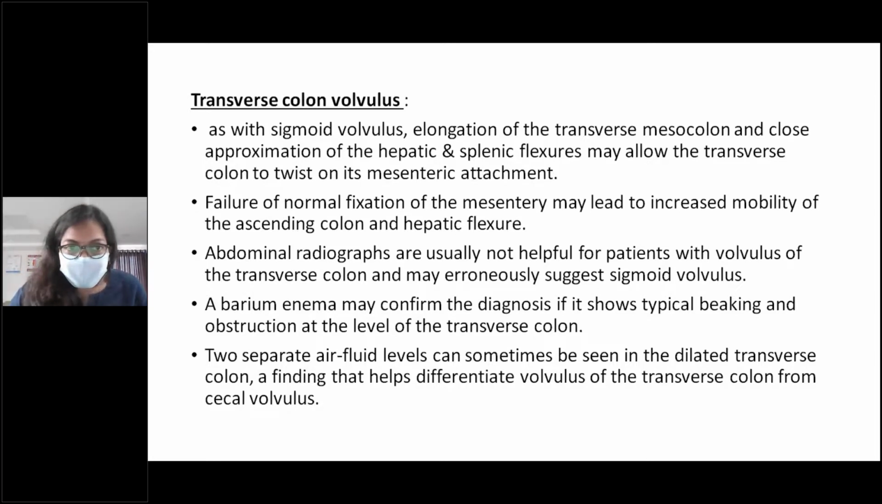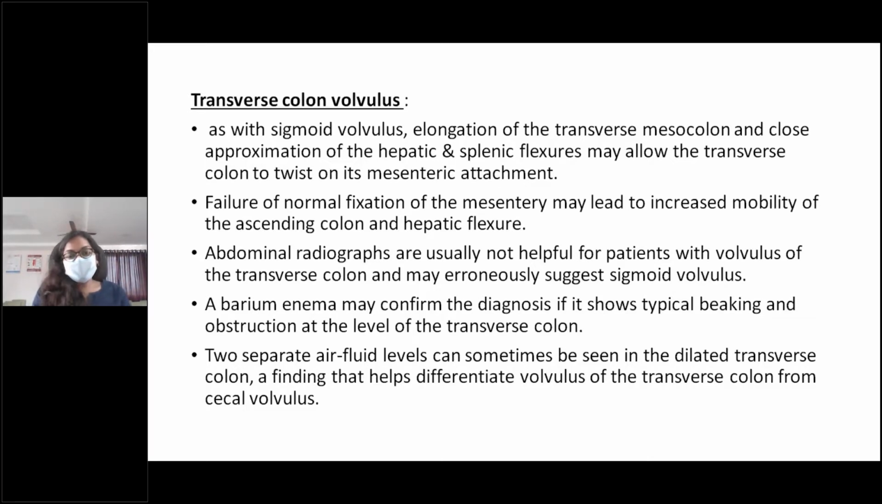At this point, I would like to tell you once again that anything that has mesenteric connection can undergo volvulus, can rotate on failure of normal fixation of the mesentery. I'm sorry. May lead to increased mobility of the ascending colon and hepatic flexure.